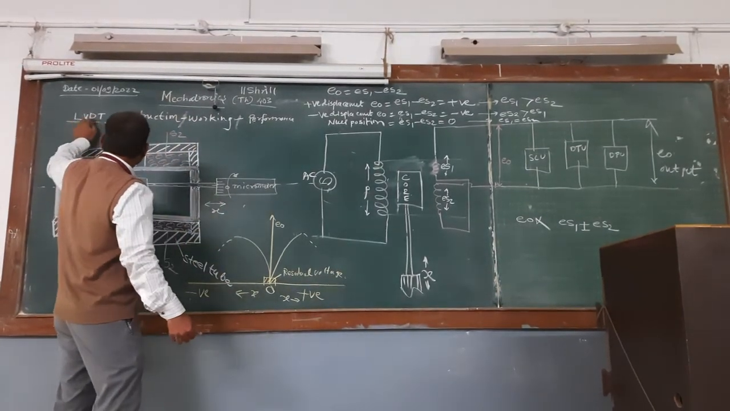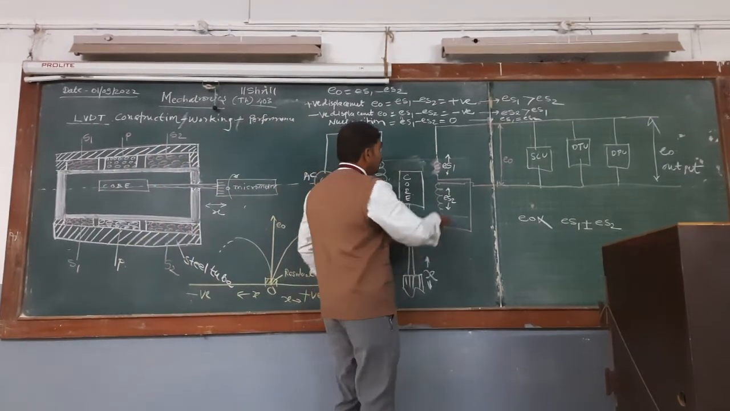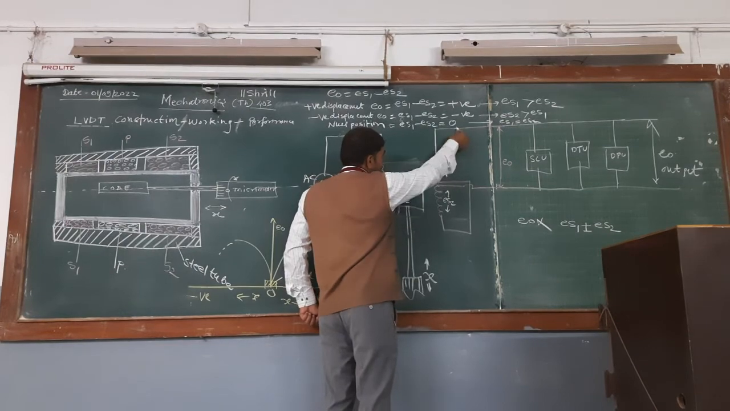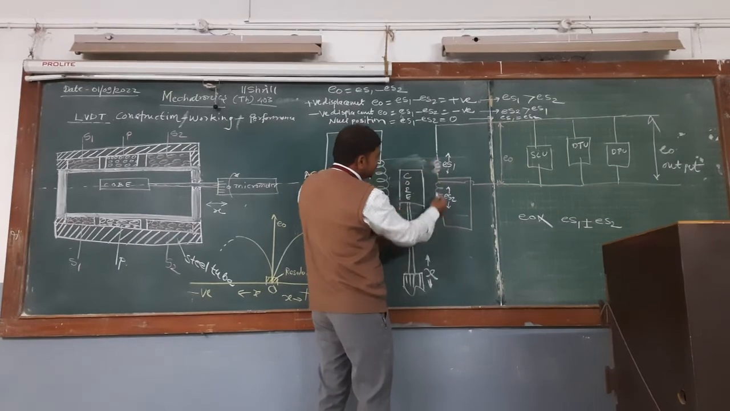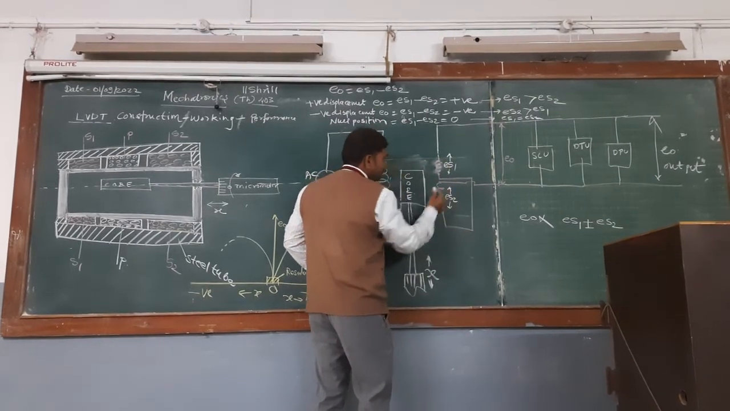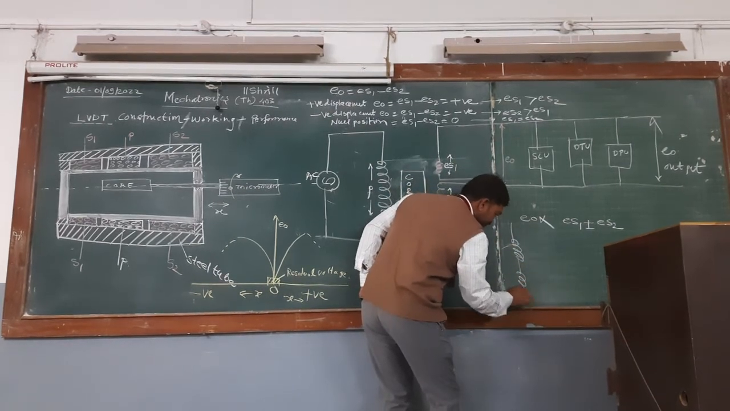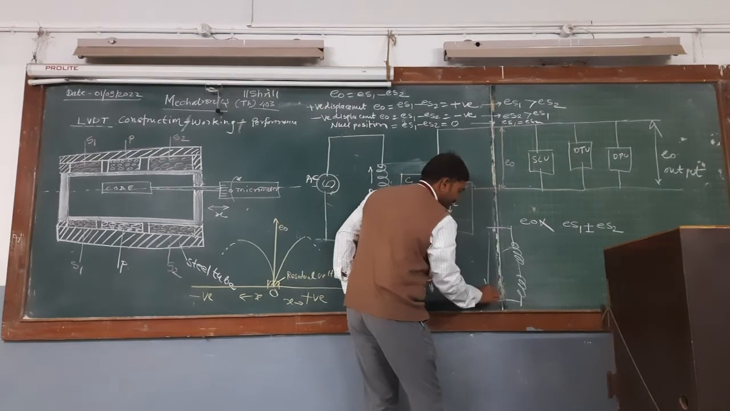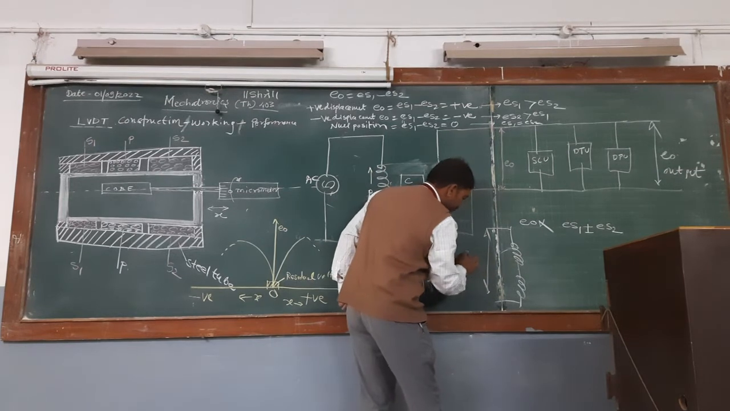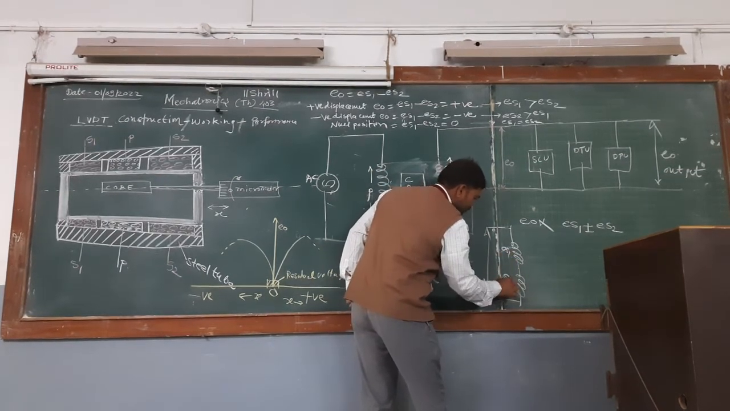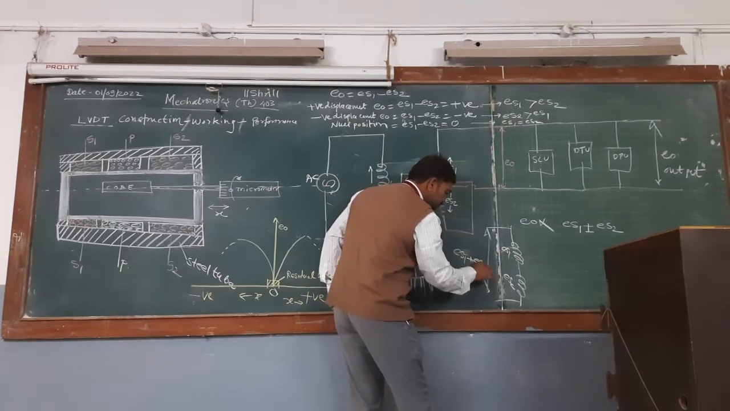Here we are understanding the word differential. Why is it called differential? If you observe the two secondary coils, secondary 1 and secondary 2, they are cross connected, not in serial form. If they were connected in series, the output would be ES1 plus ES2.